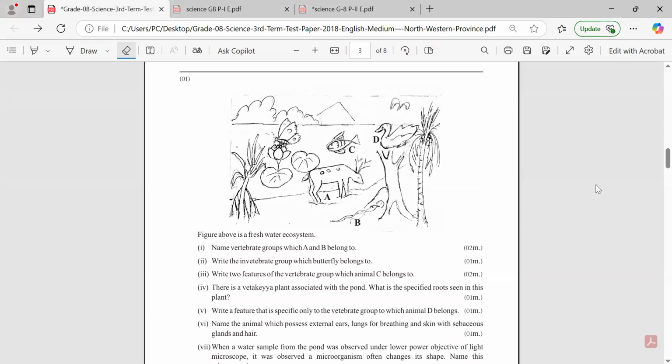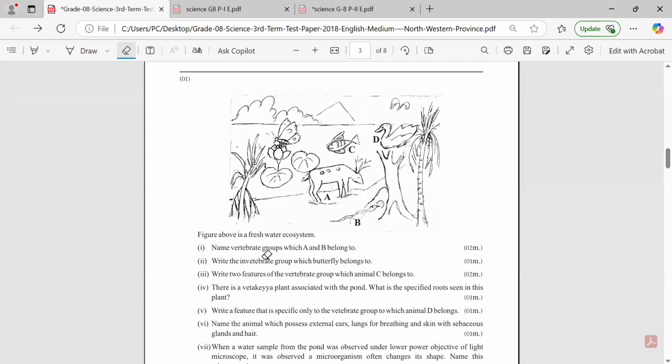This is a first term unit නේ. So we'll quickly go through this. Name the vertebrate group A and B belong to. Okay, so A belongs to what? It's going to be which category? Can you all remember? Mammalia. A is Mammalia. Yes, it is. Then B is Reptilia. It is. Okay.